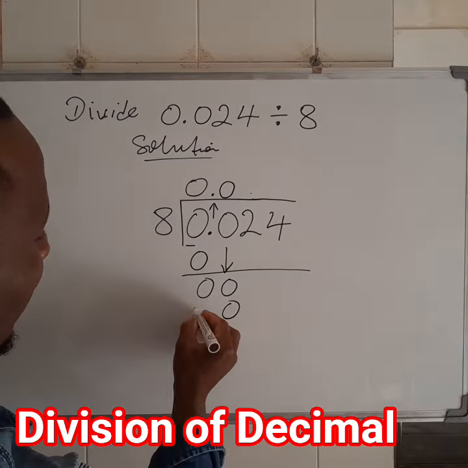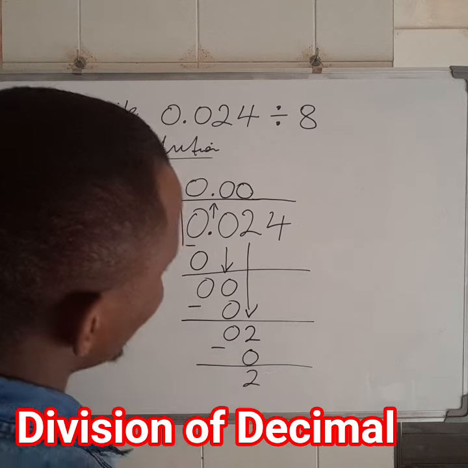You bring down 2. You have 2 here. How many times does 8 go into 2? It's not possible. So you think of a number that you multiply by 8 so that your result will be less than or equal to what? 2. Of course, it's 0. So since 8 cannot divide 2, put down your 0. So 0 times 8, you have 0 here. When you subtract, you have 2.